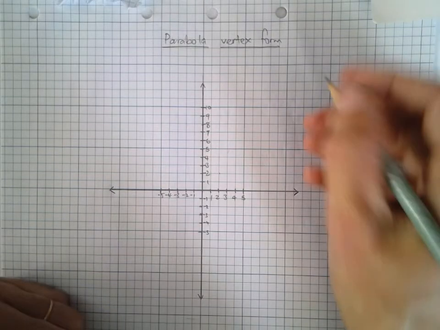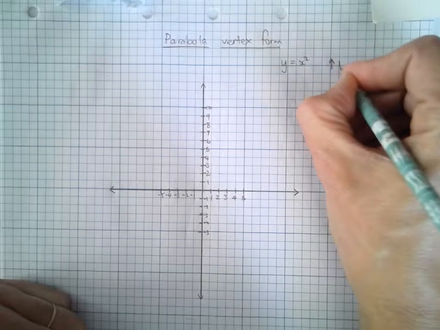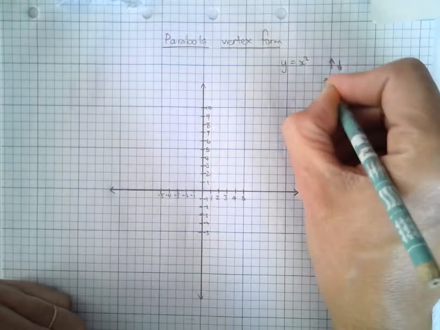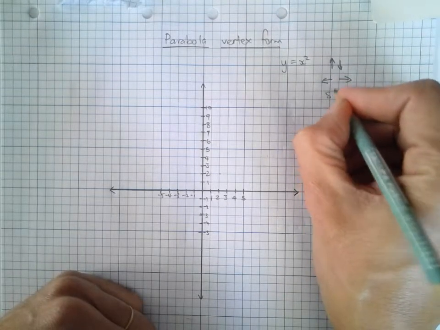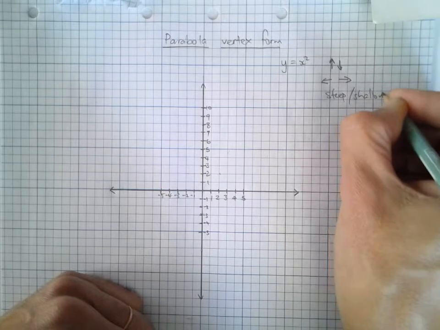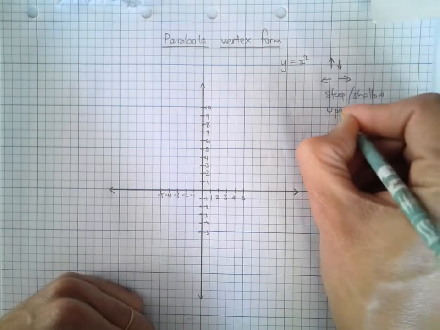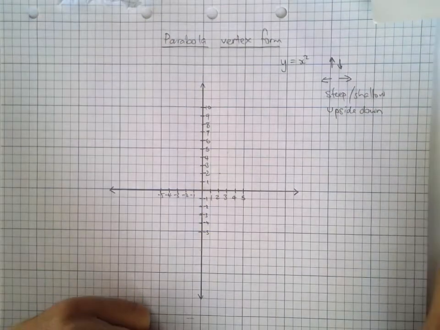We've looked at our standard parabola y equals x squared, and we can move it up or down. We can move it left or right, and we can make it steeper or shallower. We can even move it upside down. And those are covered in the earlier videos.